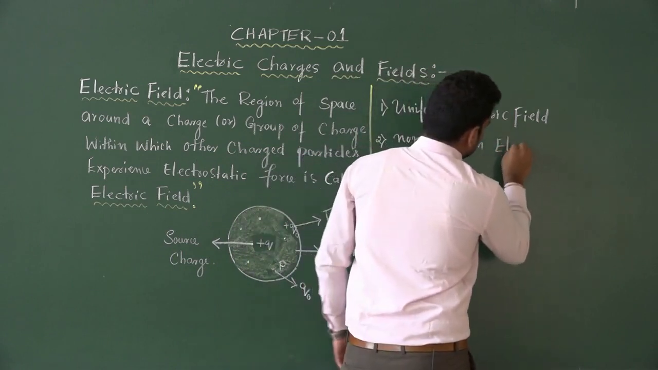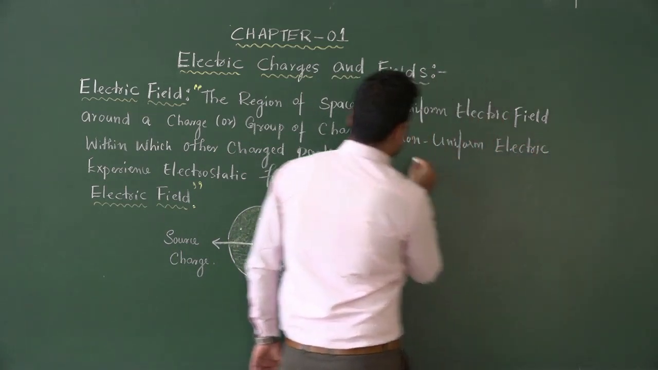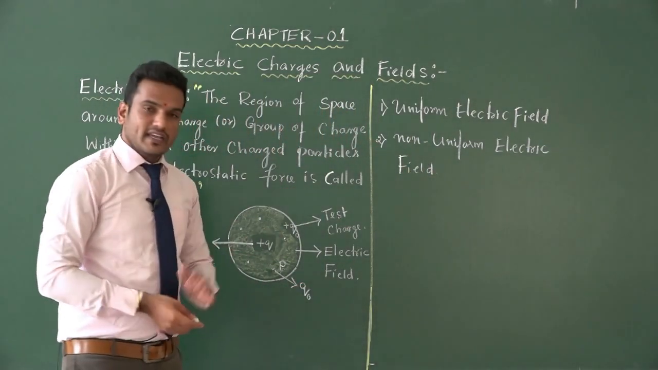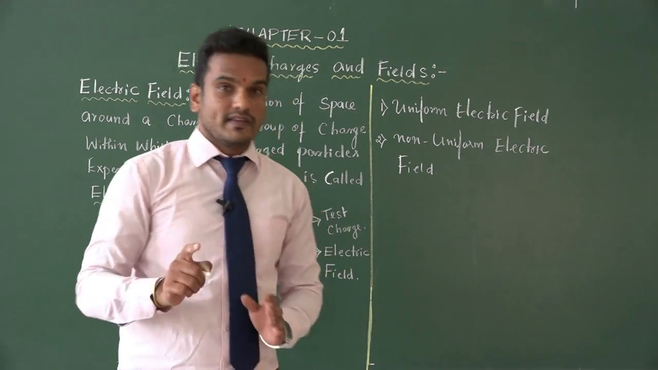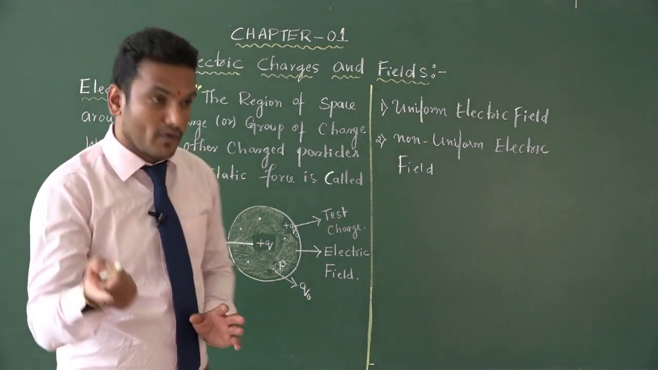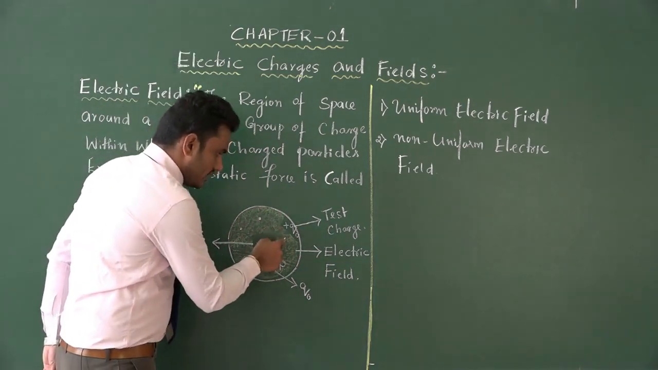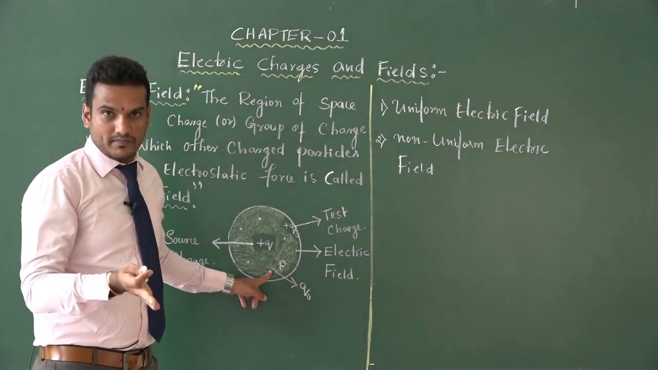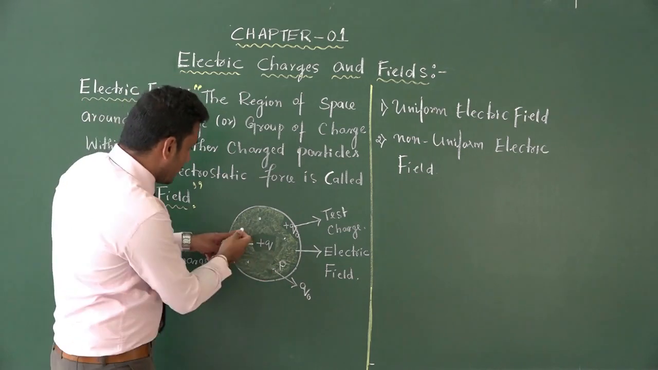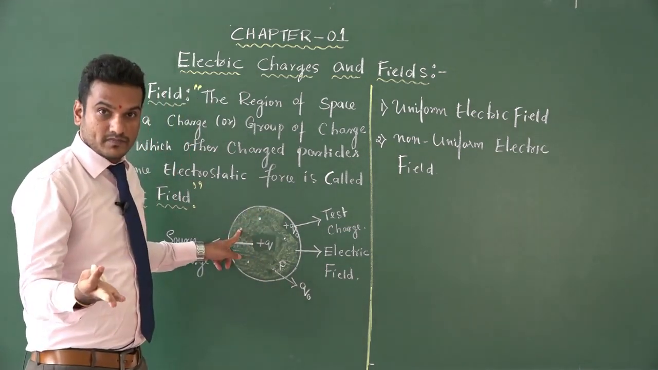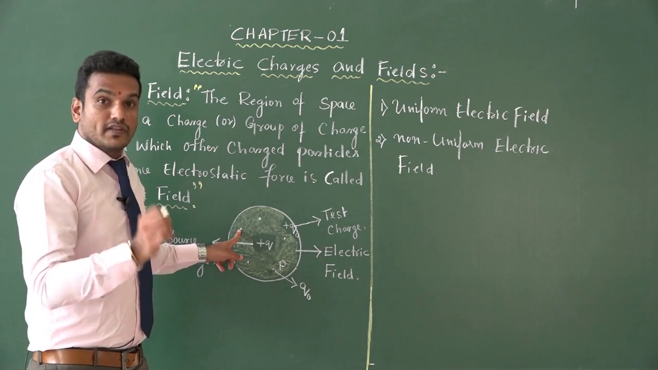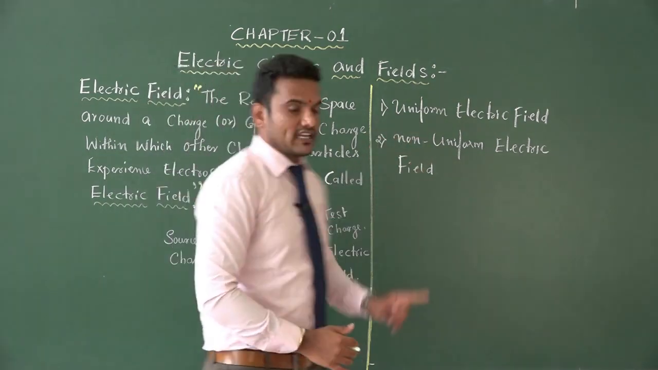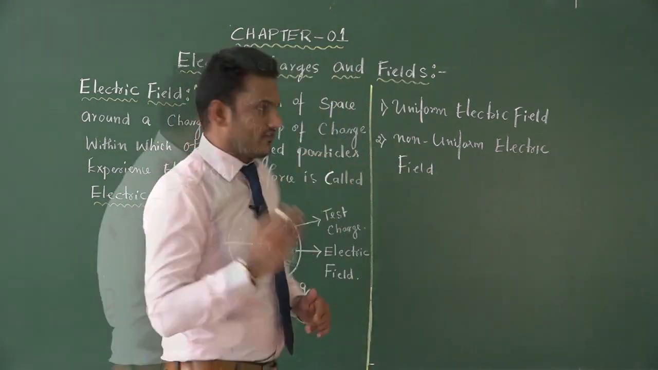Next one, non-uniform electric field. It is opposite to that. It is the electric field in which a unit positive charge experiences different forces at different points. For example, at this point, suppose the unit positive charge experiences 4 Newton. At this point, it may not be 4 Newton, it may experience 6 Newton. At one more point, it may experience 8 Newton. So the force experienced per unit positive charge is different at different points. Then the electric field is said to be a non-uniform electric field.